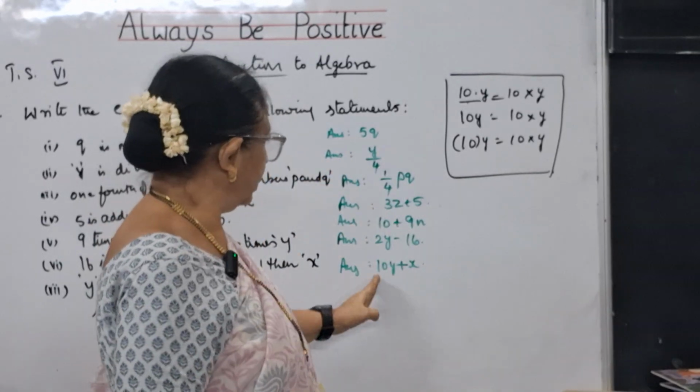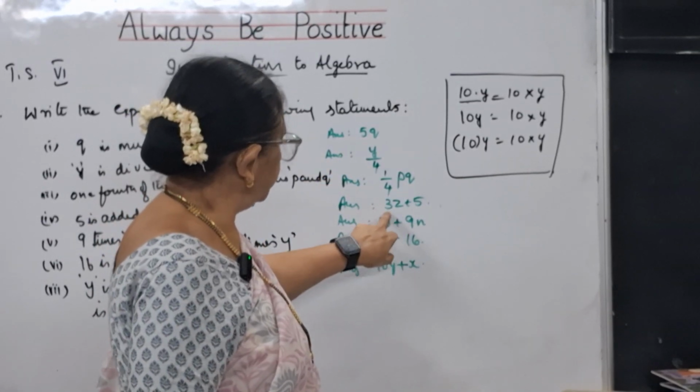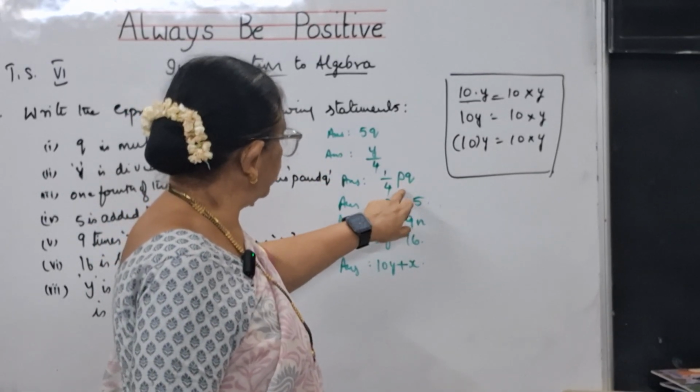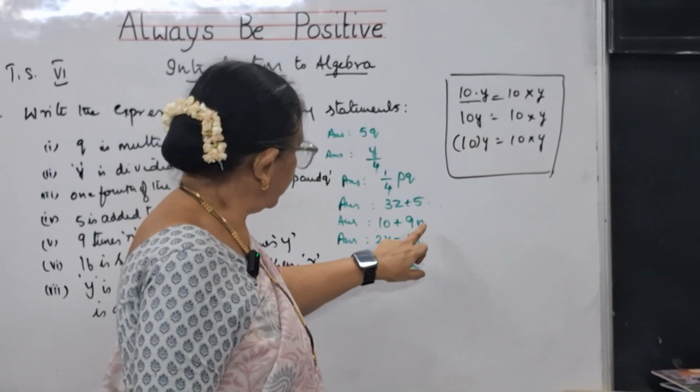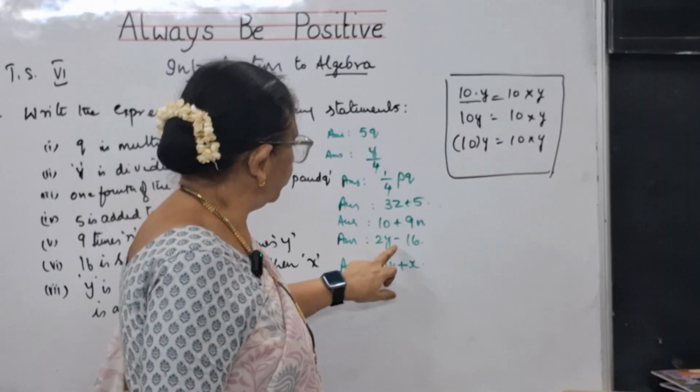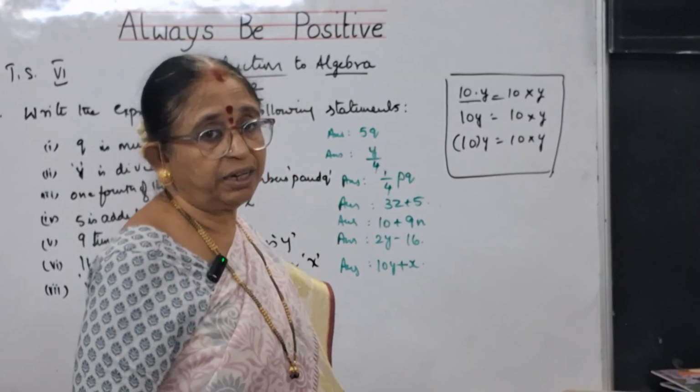Remember that. Basing on that only, I have written here 3z means 3 into z. PQ means P into Q. 5Q means 5 into Q. 9n means 9 into n. 2y means 2 into y. 10y means 10 into y.